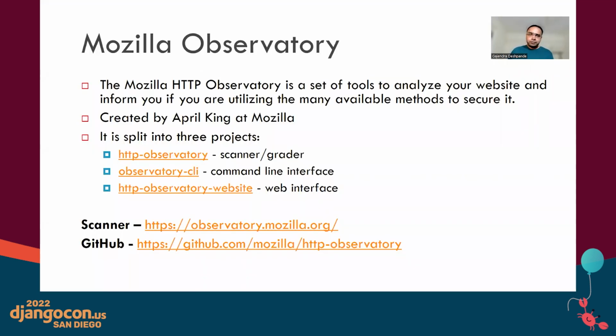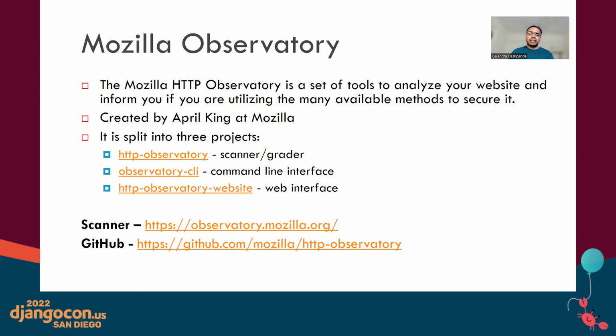Now let us see a tool called Mozilla Observatory. It's a set of tools to analyze your website and inform you if you are utilizing the many available methods to secure it. It was created by April King at Mozilla. It is split into three projects. The first is HTTP Observatory, a scanner or grader, which scans the URL of the web application and grades it, so it shows a score.